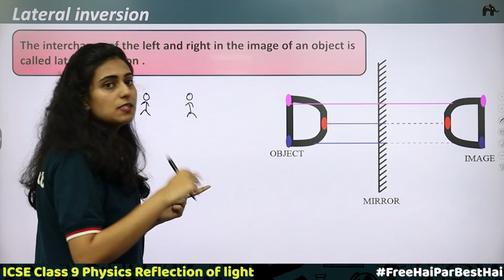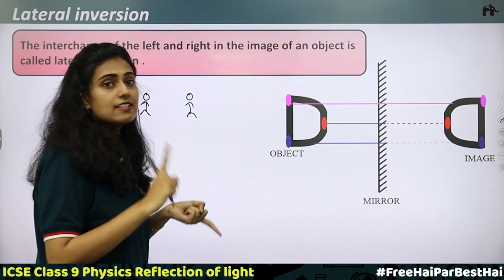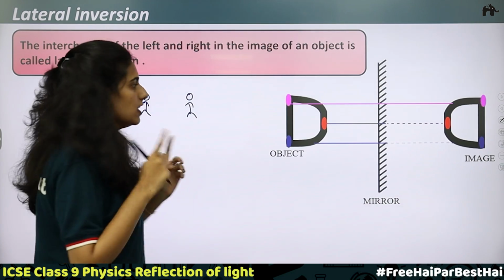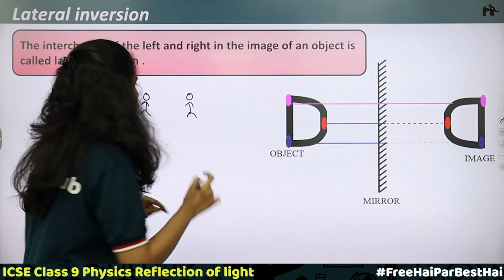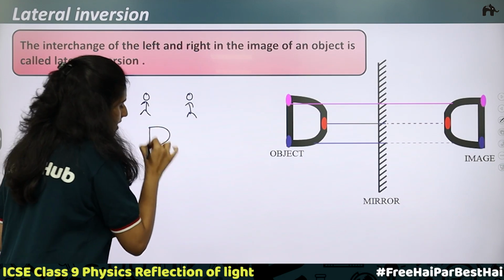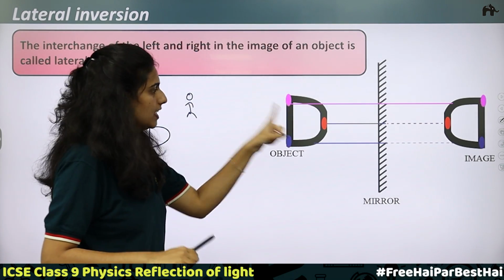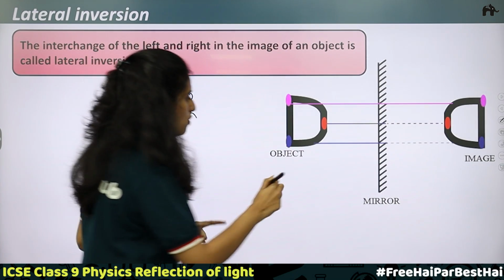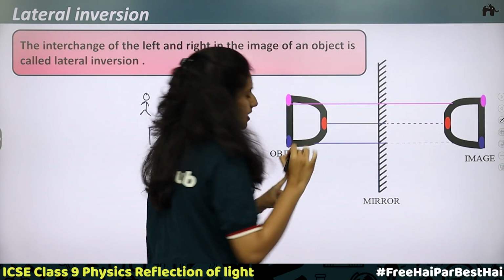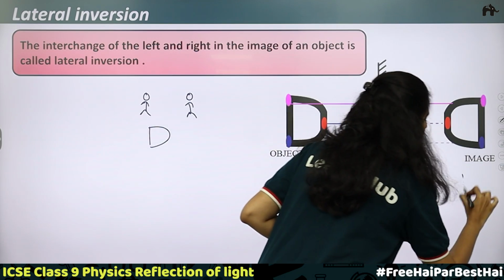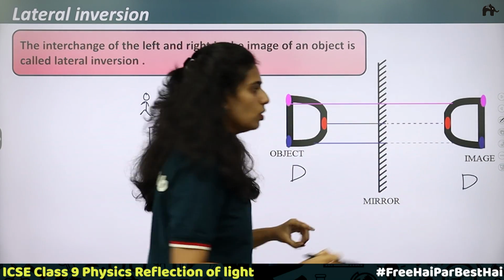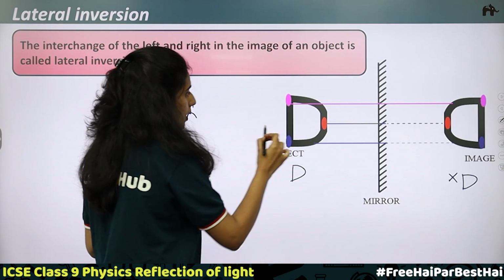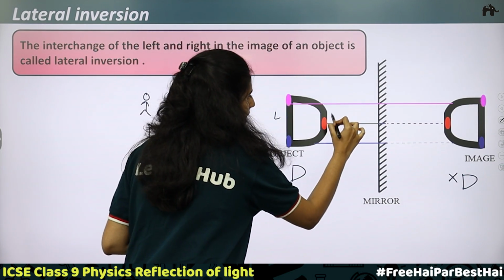The plane mirror is producing an image that is laterally inverted. Left appears right and right appears left. Here you can see, if you have a letter D as your object, it is not that the letter D is the object and the image looks the same. Is that happening? No, right? What has happened? Left and right have changed. This is the left side, this is the right side.